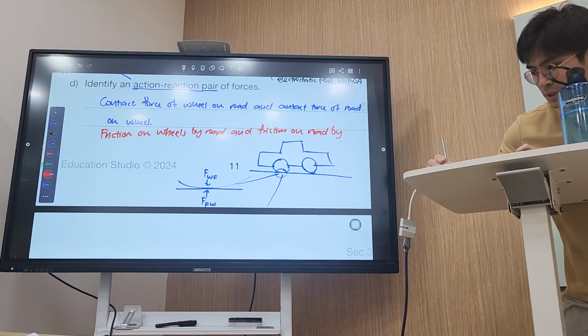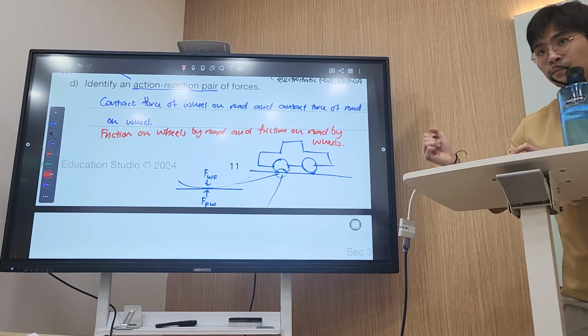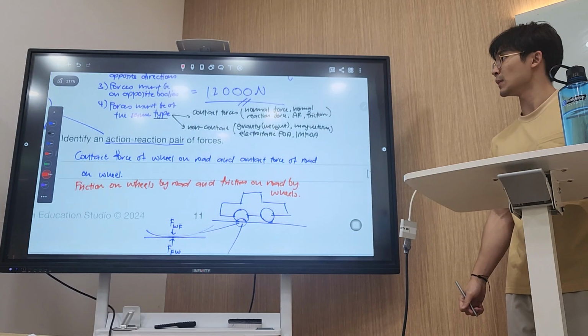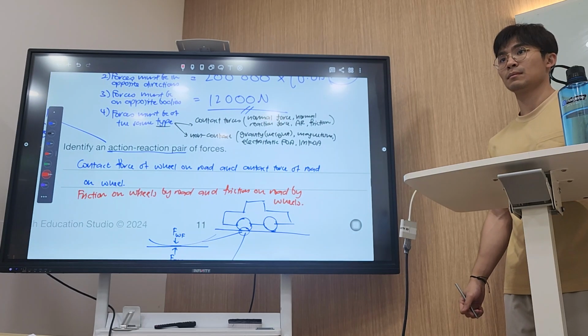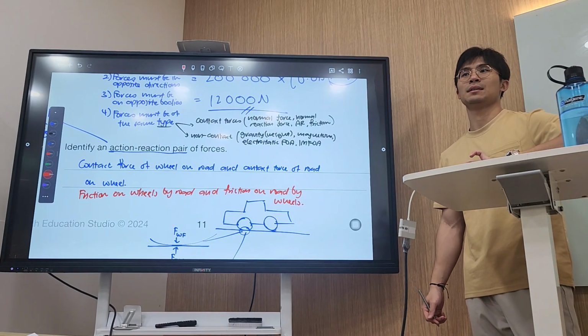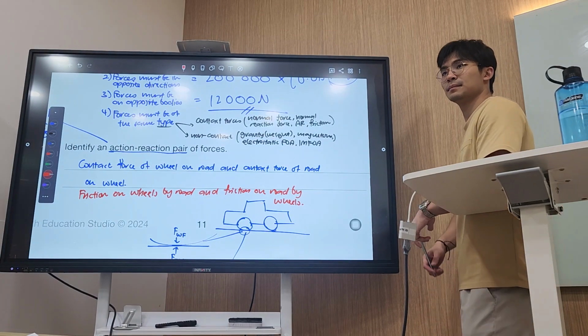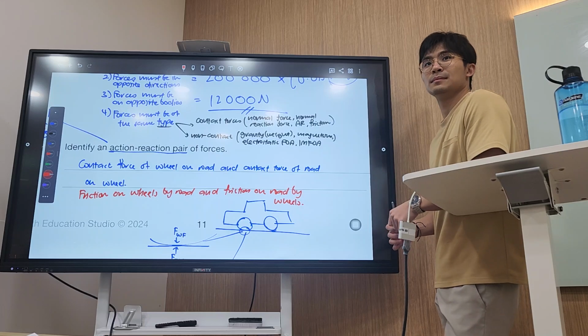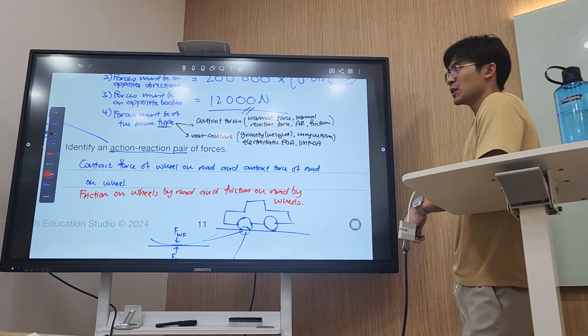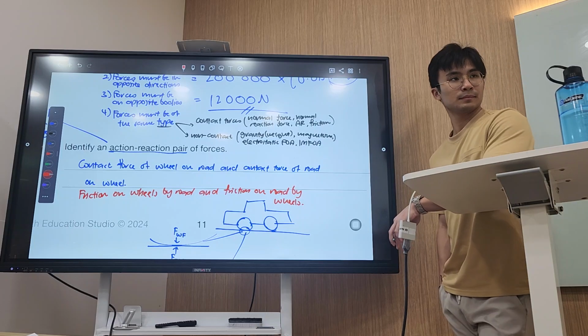Wait, the top one is 12,000, right? No, they ask for weight. Mass is 1,200 kg. Weight is the force. Yes, contact force is the same as normal. Normal reaction force, contact force. Yes. So why can't we walk on water?